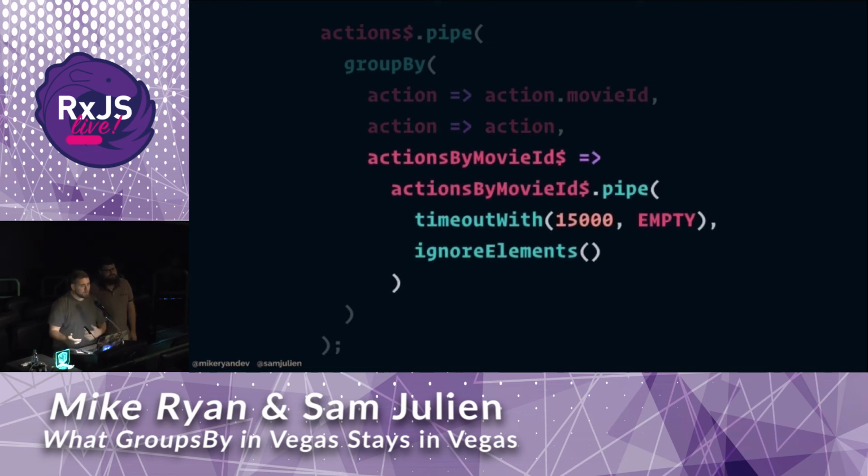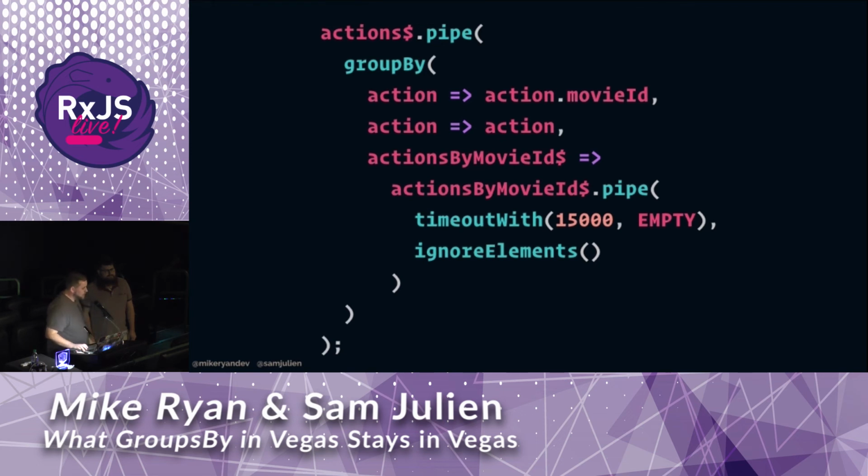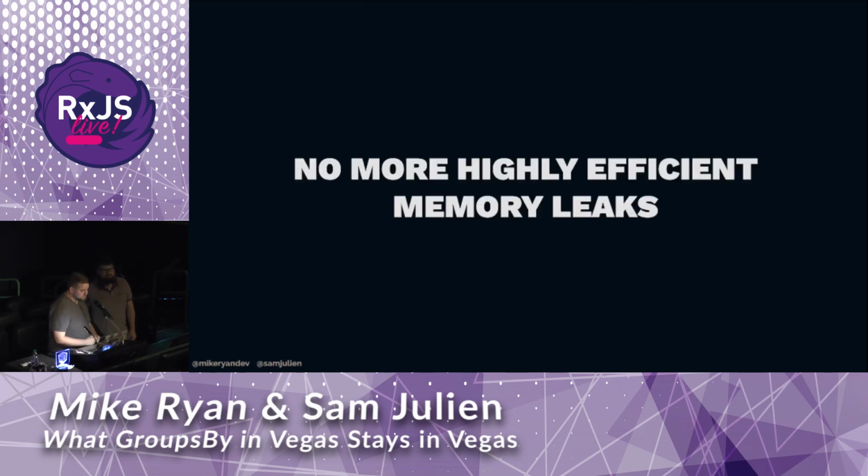And then that third parameter, we're going to build up an observable using those inner observables, those action groups. And we're going to apply the timeout with and ignore elements operators to that to create an observable that will cause the GroupBy operator to discard those groups if the groups are quiet for 15 seconds. So with that in place, I think we've eliminated the highly efficient memory leak we had before. Yes. Okay, so let's go back to our code.